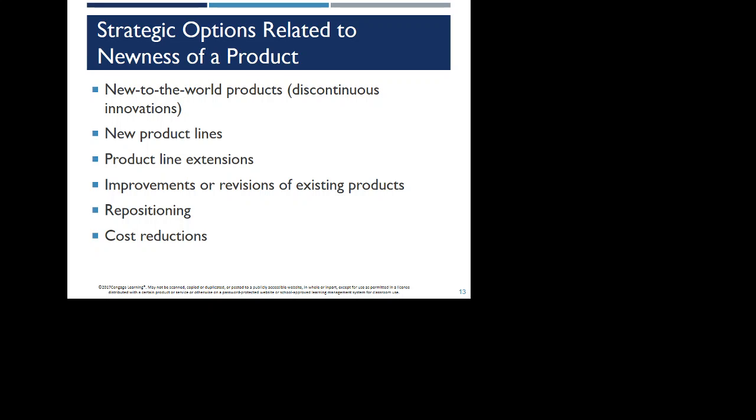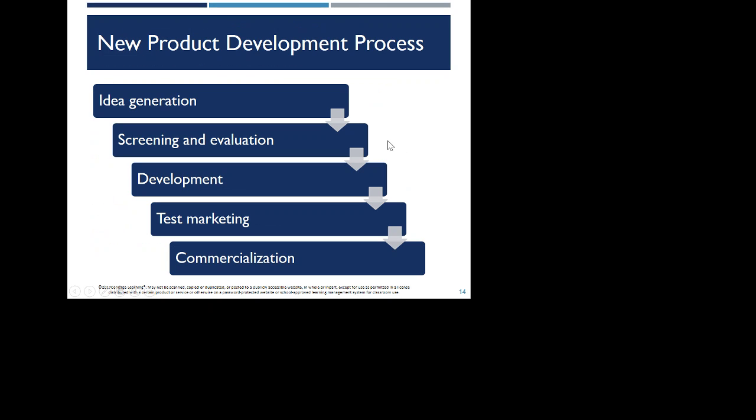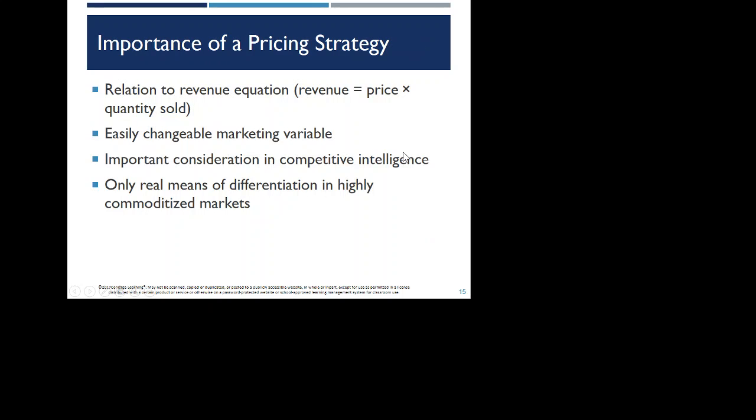Kia and Hyundai both over the last 10 years have done a great job of repositioning their products to be of higher quality. So there's all kinds of different types of new products we could talk about. Here's a new product development process straight from the chapter in this book, but also we talked about this directly in Principles as well. It starts with an idea, evaluation of those ideas, and so on and so on.